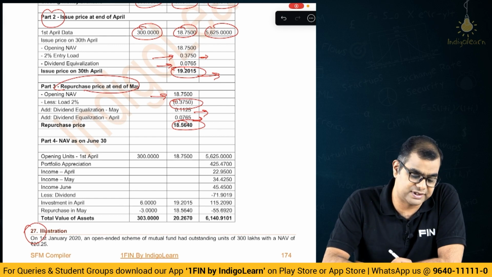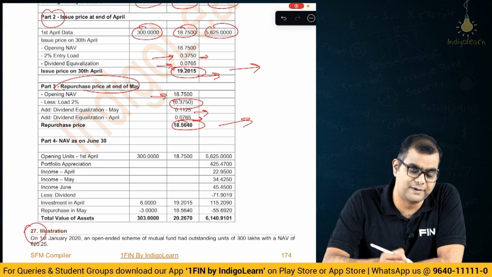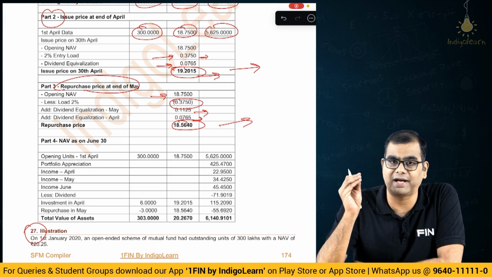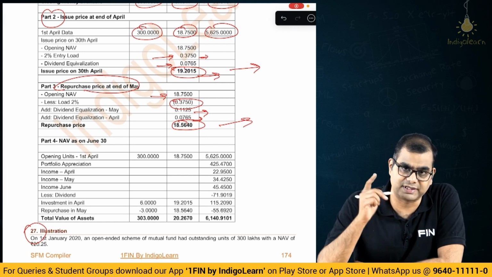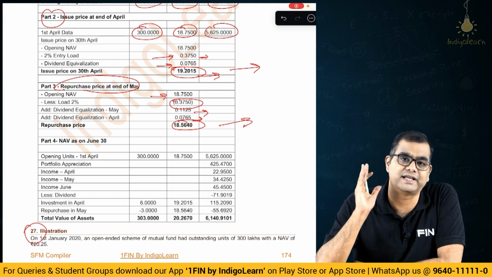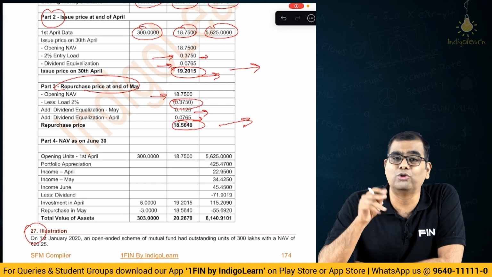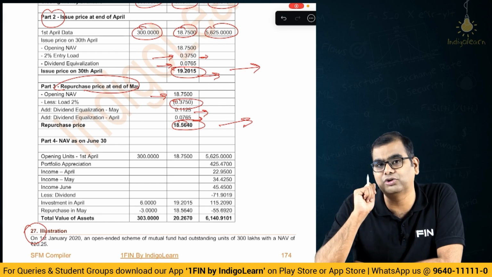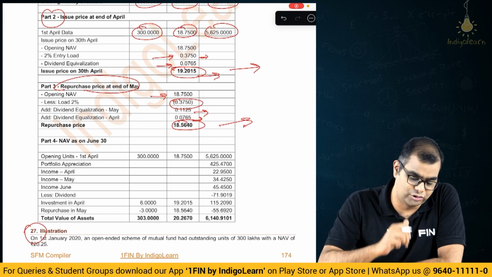Now, this is what you have repurchased. Now, you see here in both these cases, when you issued at a slightly higher price than NAV, which is basically the entry load, and when you have redeemed it at a slightly lower price than NAV, which is the exit load, in both cases you made money. Whom will this money go to? This money will all go to your existing unit holders.